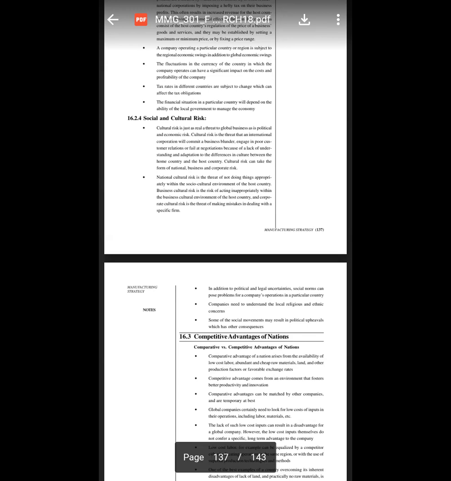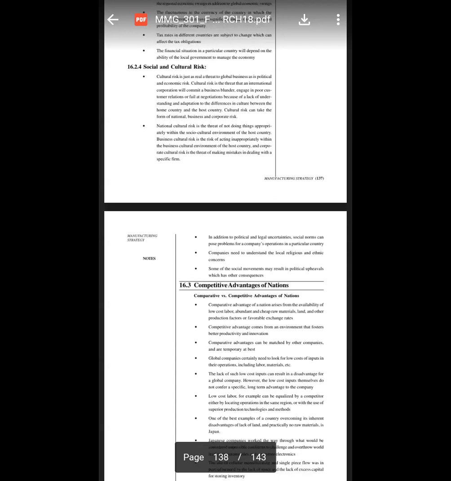Business culture risk is the risk of acting inappropriately within the business culture environment of the host country, and corporate culture risk is the threat of making mistakes in dealing with a specific firm. In addition to the political and legal uncertainties, social norms can pose problems for a company's operation in a particular country. Companies need to understand the region's local religion and ethical concerns. Some social movements may result in political upheavals, which is another consequence.